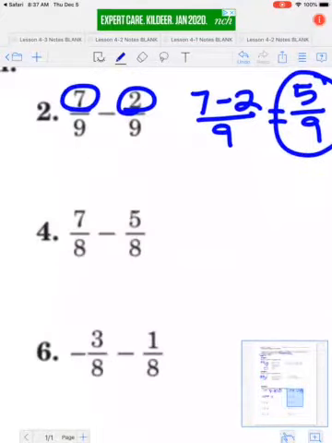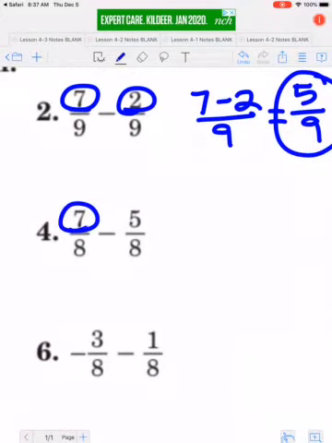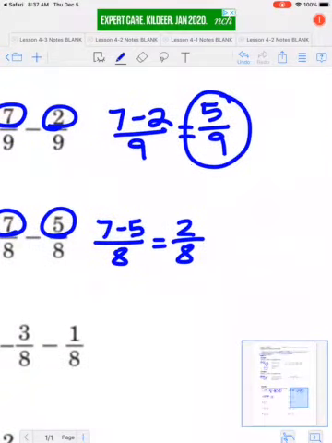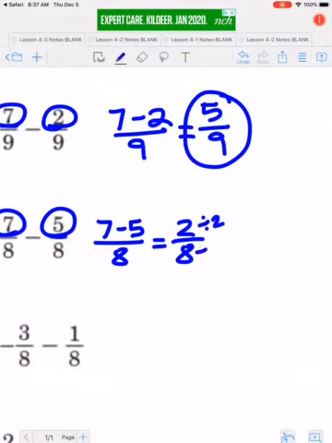Okay, number 4, we have 7 minus 5, so we're going to take our 7 and our 5 and subtract, so 7 minus 5 over 8, and we're going to get 2 over 8, and divide by 2 on the top and the bottom, and I would get 1 over 4.